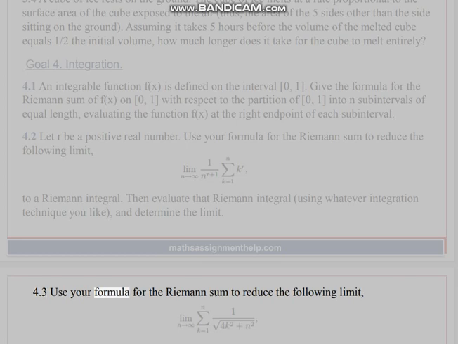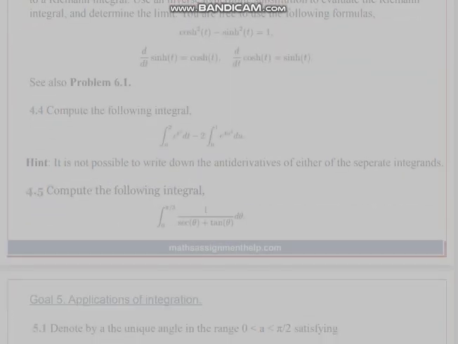Point 3: use your formula for the Riemann sum to reduce the following limit to a Riemann integral. Use an inverse hyperbolic substitution to evaluate the Riemann integral and determine the limit. You are free to use the following formulas. See also problem 6.1. Point 4: compute the following integral.